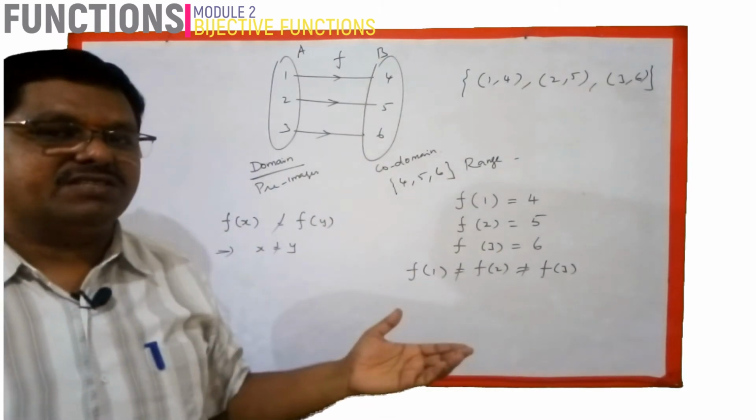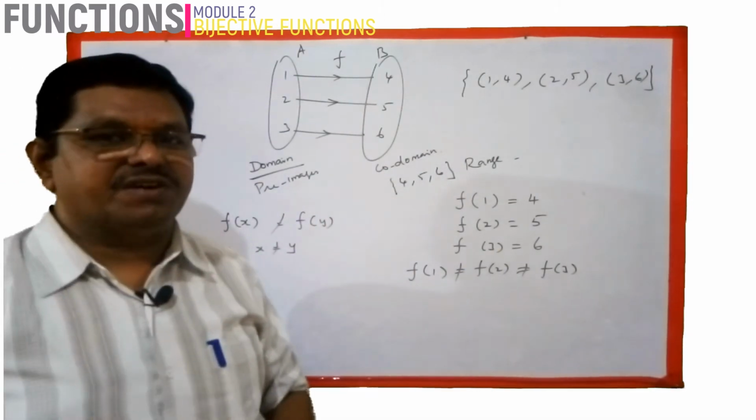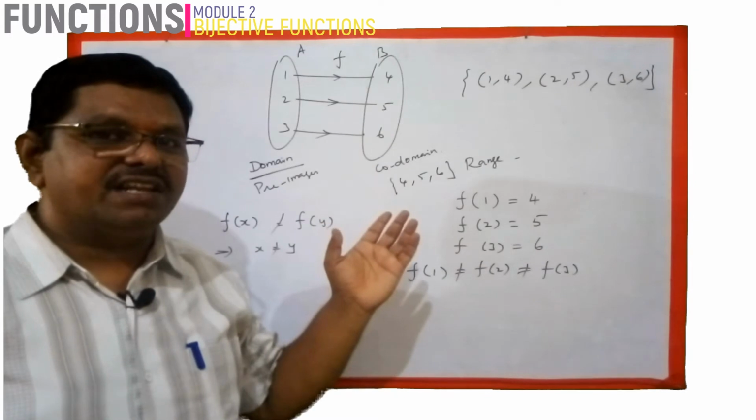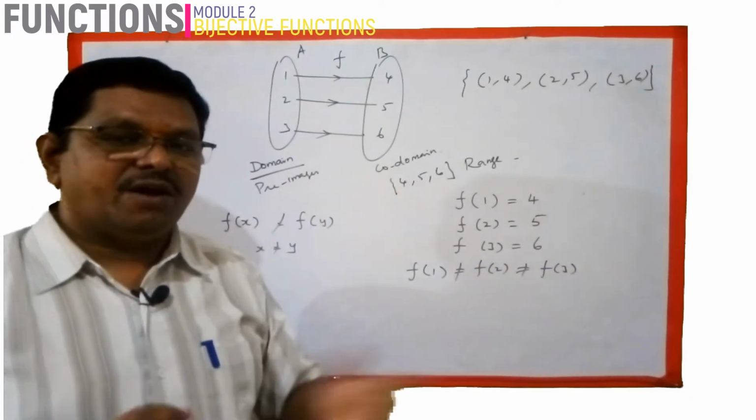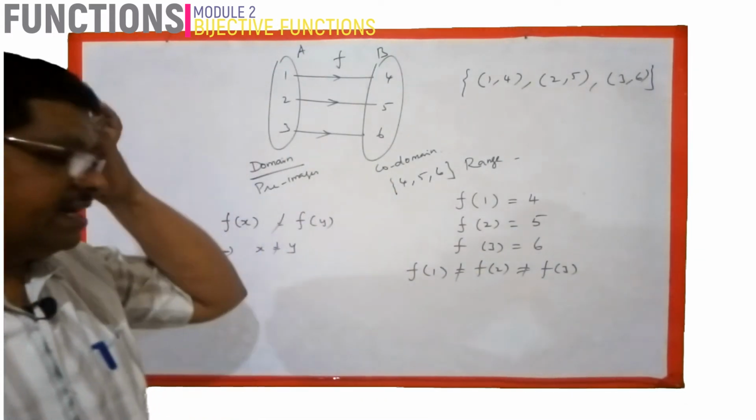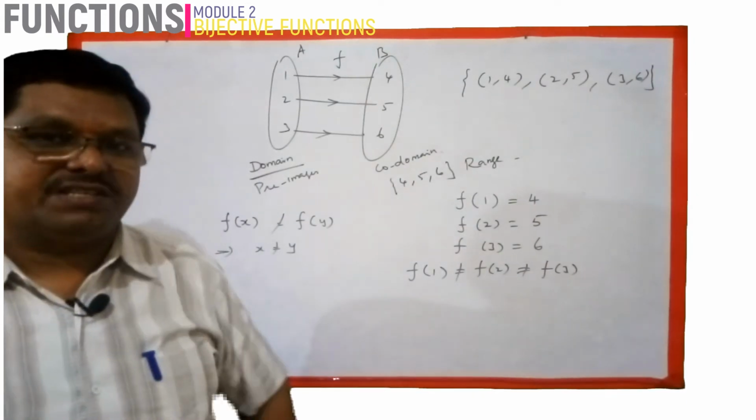This 1-1 function is also called an injective function. So 1-1 function's another name is injective function. Now let us go for another condition, that is called the onto function.